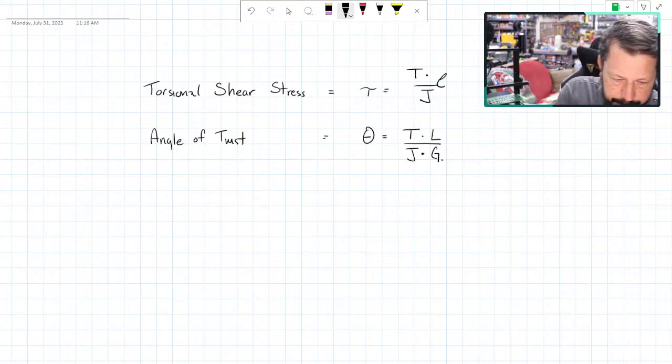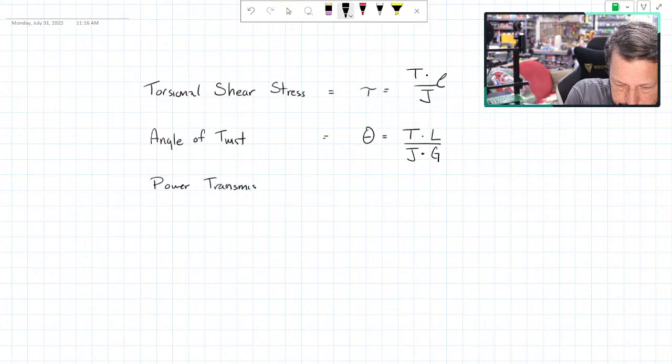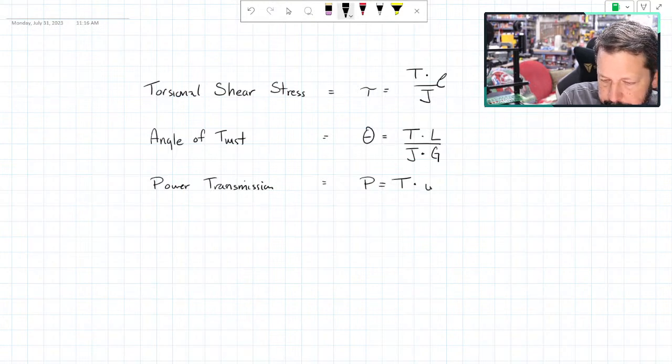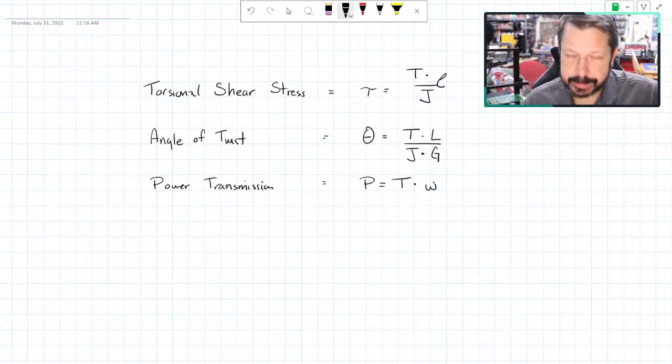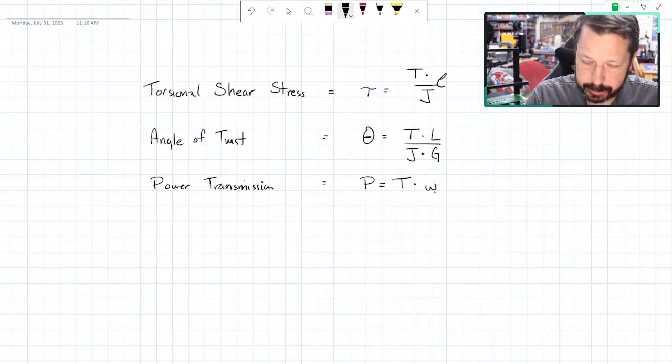And then the new thing is power transmission. I'm going to write the equation for power here. Power equals torque times omega. Again, it's the torque in that section of the shaft, and omega is the angular velocity, so radians per second. I'll go ahead and write that down.